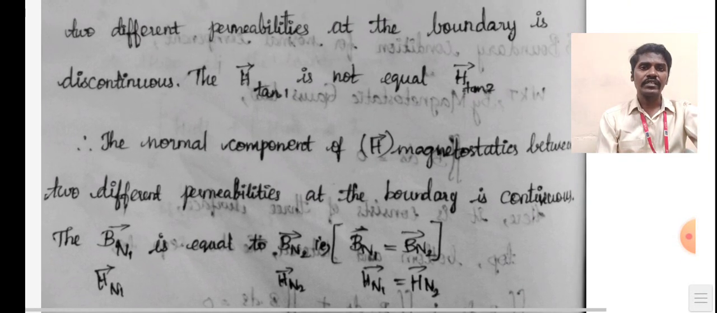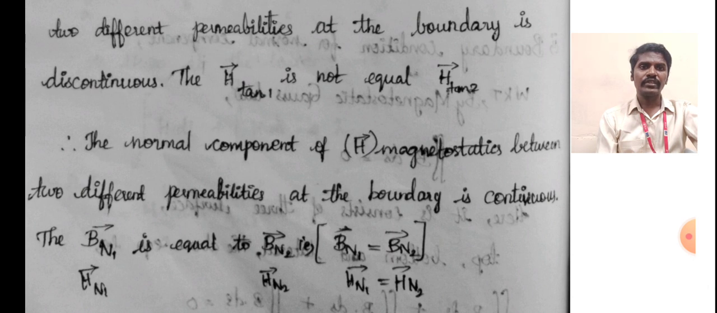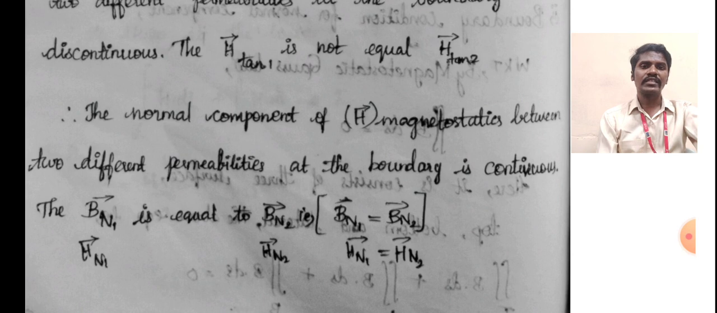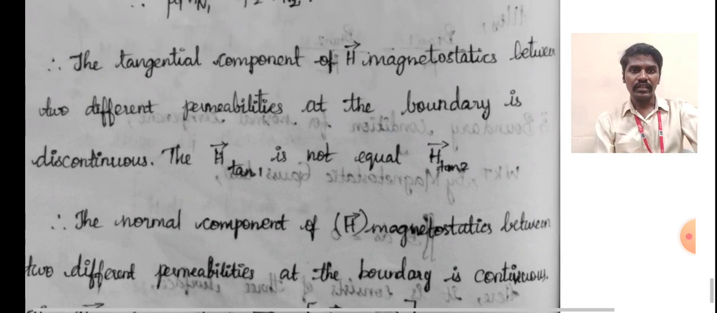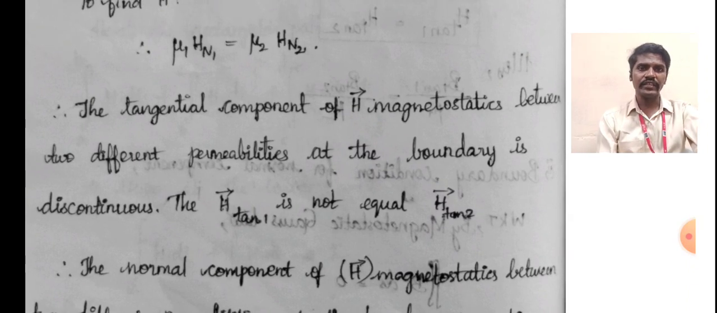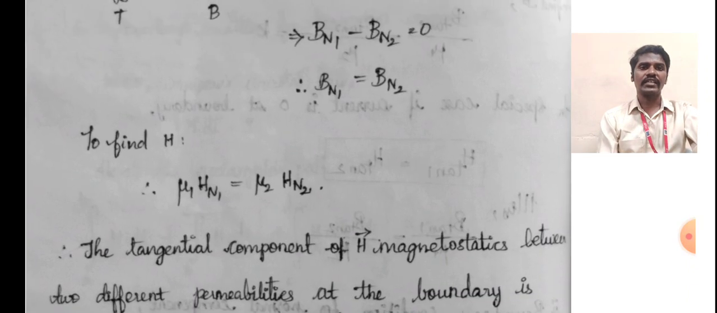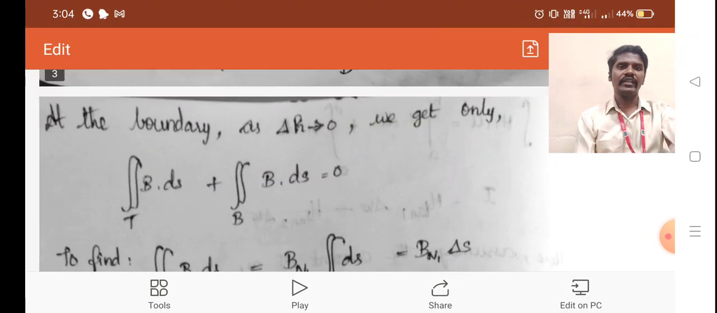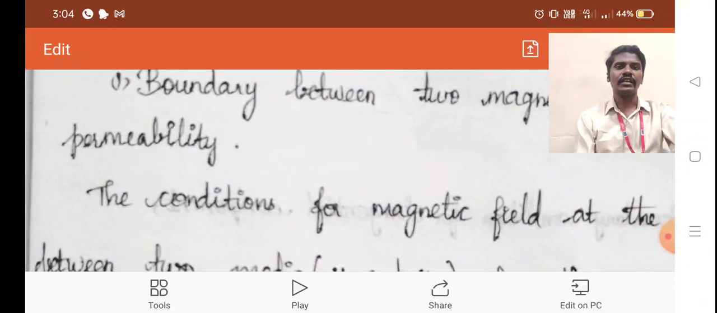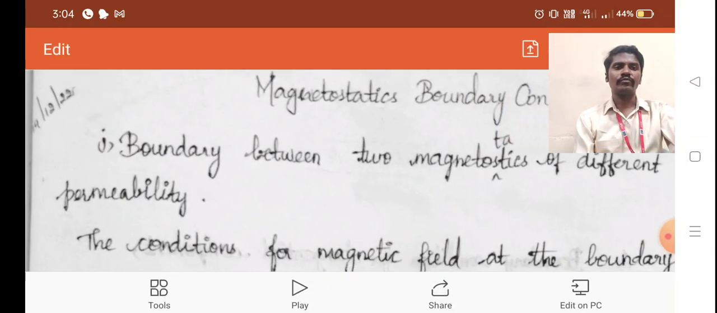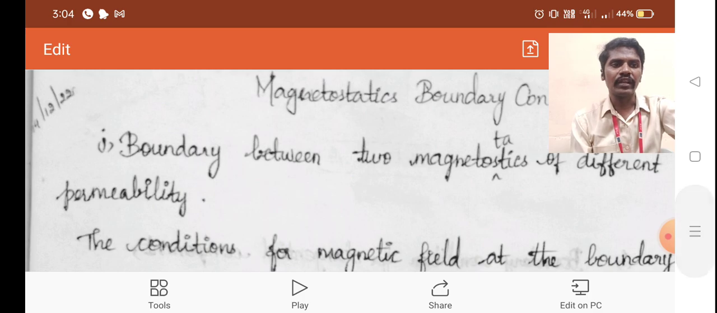Now you can see from this that the normal component between the two different permeabilities at the boundary is continuous. That is, Bn1 is equal to Bn2, from which you can say Hn1 is also equal to Hn2. Whereas for the H tan 1 tangential component, it is not equal, and therefore it is said to be discontinuous. These are the main things as far as electrostatic and magnetostatic boundary conditions are concerned. That is about magnetostatic boundary conditions.